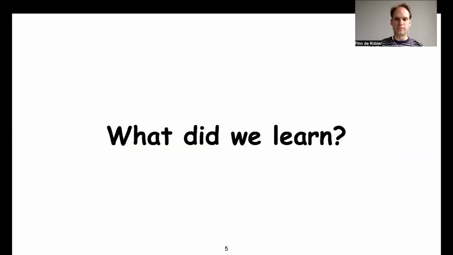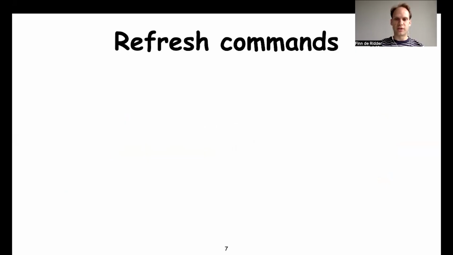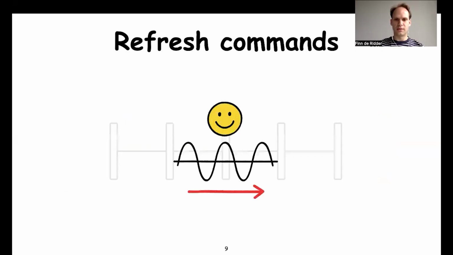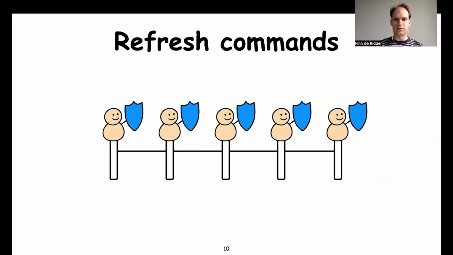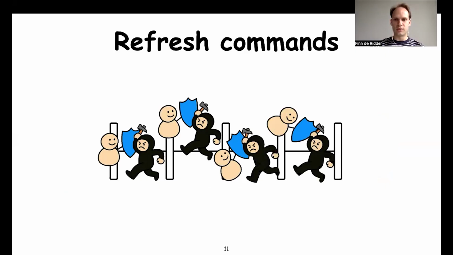So what did we learn? I will now share 3 insights with you and then say something about the exploit. The first insight is related to refresh commands. Refresh commands are sent to DRAM by the memory controller periodically. And it's this periodicity that the mitigations rely on. So here, whenever the attacker comes to hammer, there's always a mitigation to stop the attacker.